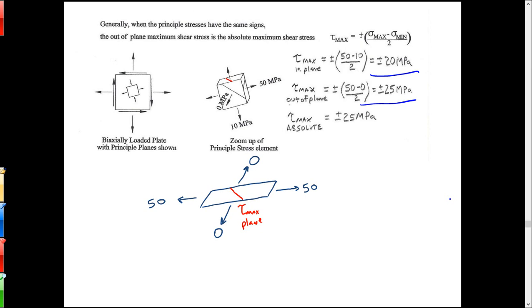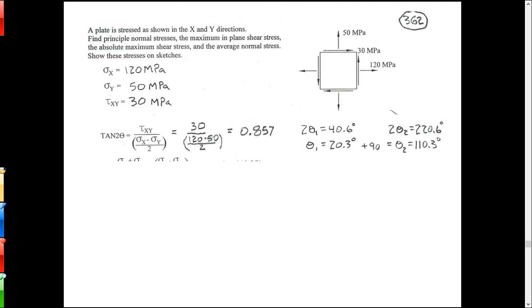So watch that. And I'll show you one example a couple weeks from now when that's a big deal, okay? So it's something we want to be aware of, that you check both cases and pick the bigger of the two. And when I say tau max out of plane, that's kind of a long, fancy name. But what that really means is that's what you're going to design the thing for, the maximum shear. So you really want to know what that number is if you're designing something, because that's what you design for, okay? All right, so I've got an example here, 362, I think, that illustrates that.